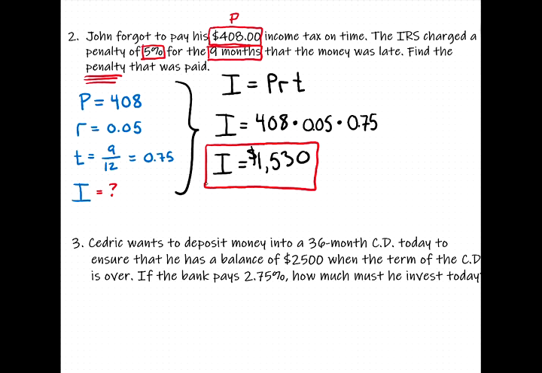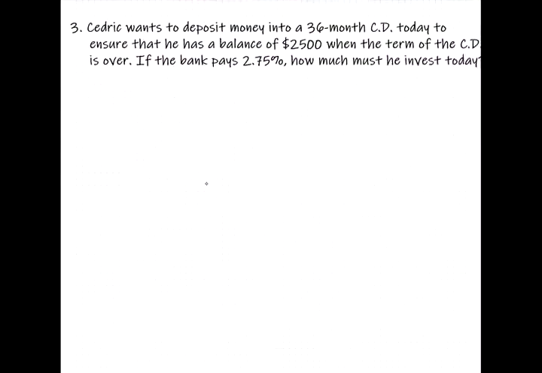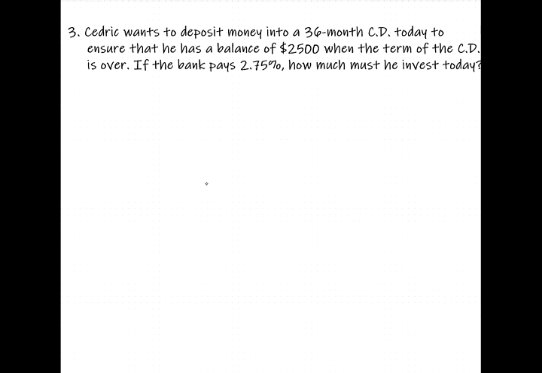All right, number 3. Cedric wants to deposit money into a 36-month CD. Immediately, 36 months, well, there's 12 months in a year, so 12, 24, 36. That's 3 years. So time is equal to 3. He wants to deposit money today to ensure that he has a balance of $2,500 when the CD is over.